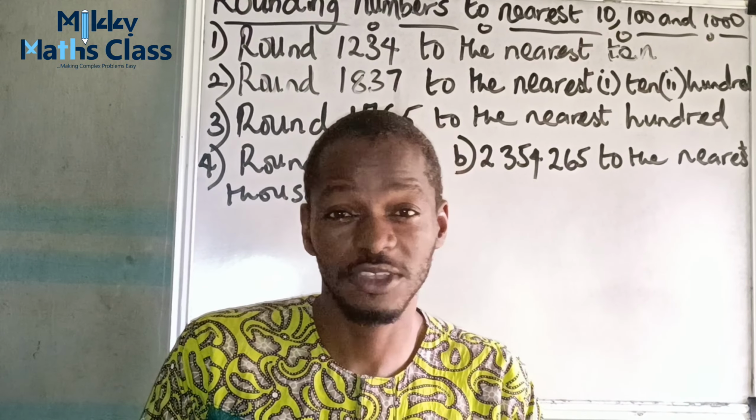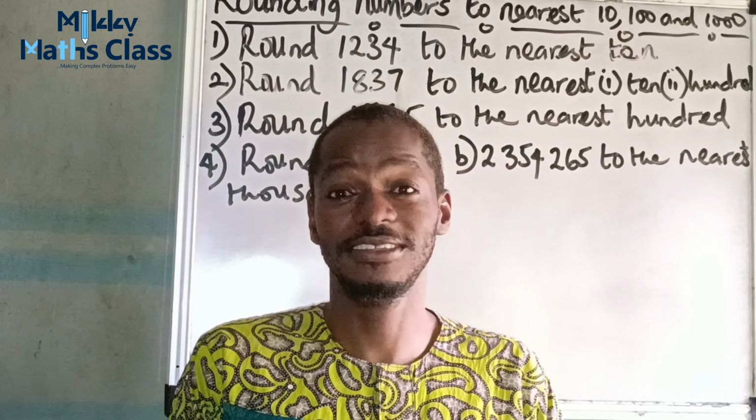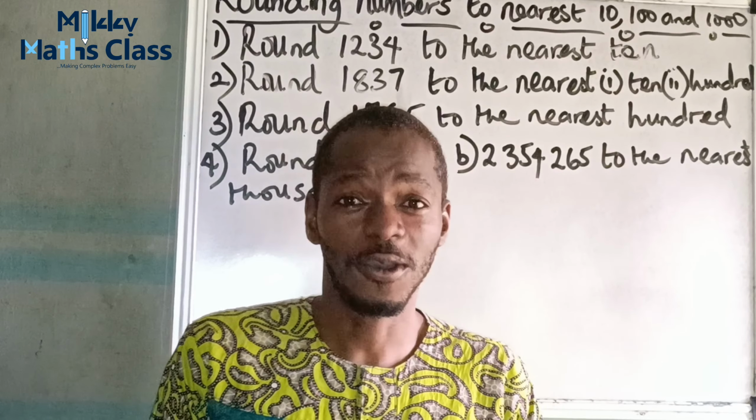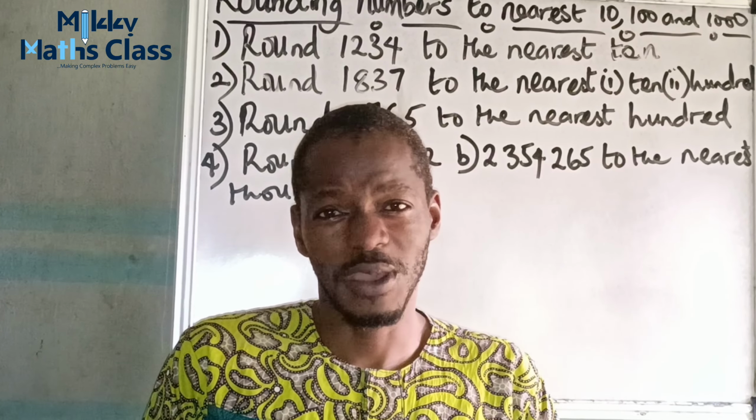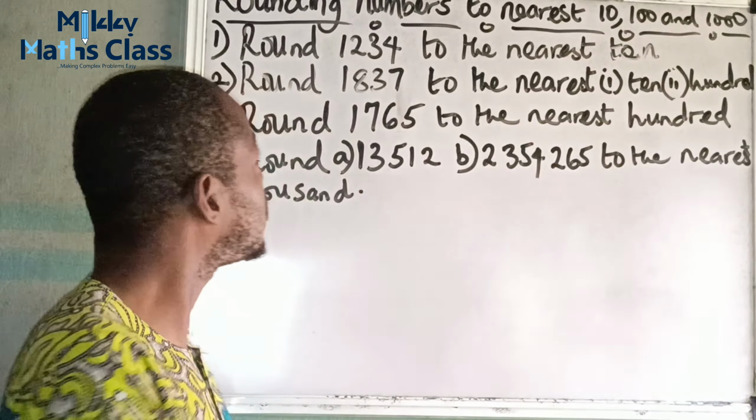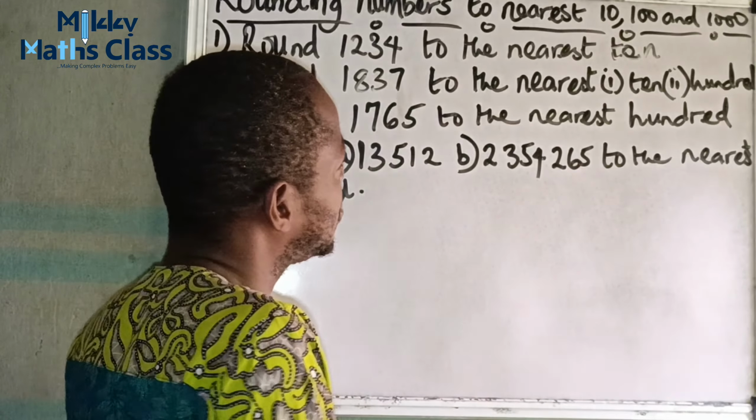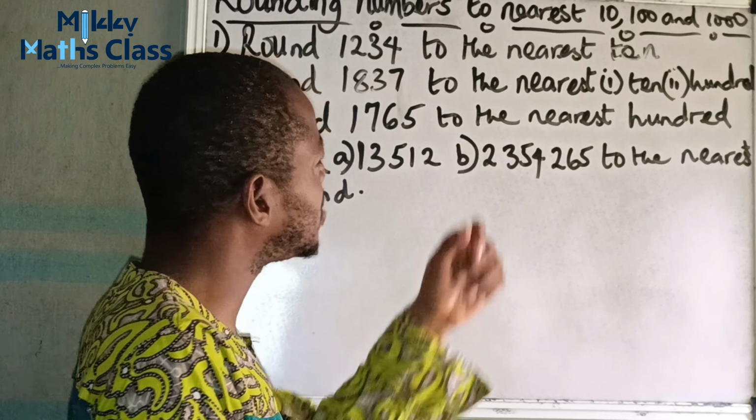You're welcome back once again to the Mickey Mouse Class, a channel solely dedicated to demystifying mathematics, making complex problems look easy. What do we have for today? Come along. We have rounding numbers to the nearest 10, 100, and 1000.